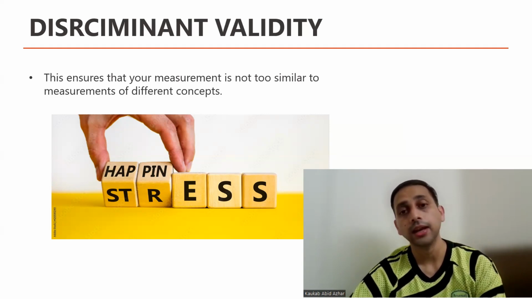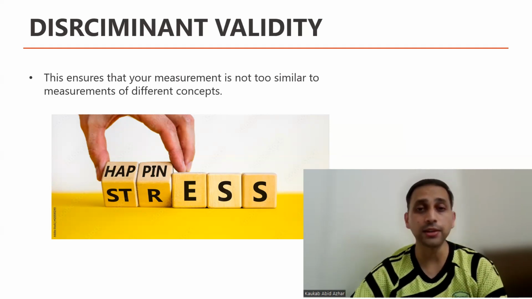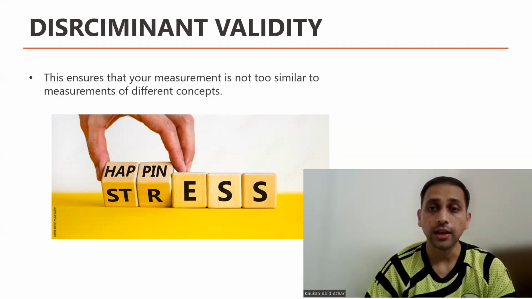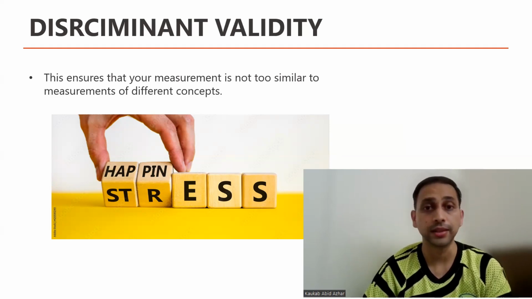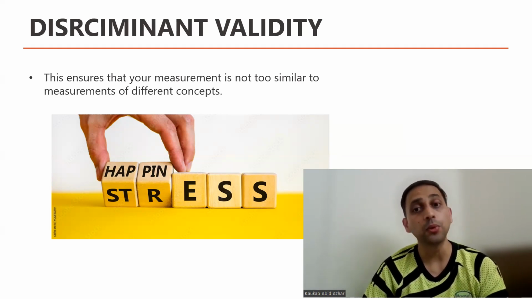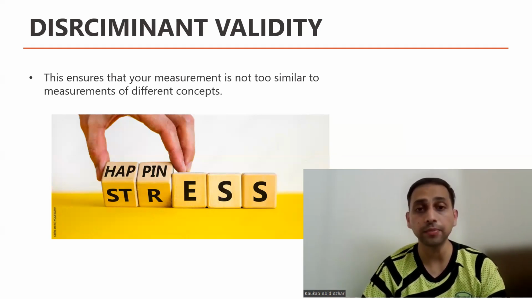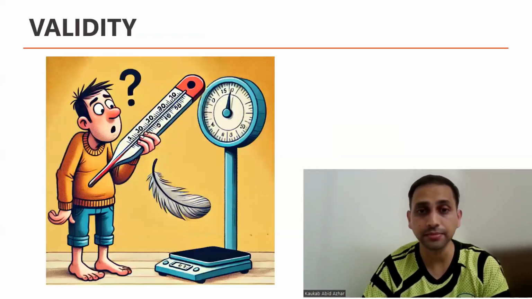discriminant validity. Without discriminant validity, your measurement tool might just blur the lines between different concepts, which may lead to confusion. If your happiness test also measures satisfaction, you won't know if a low score on happiness means that the person is unhappy or is just dissatisfied.